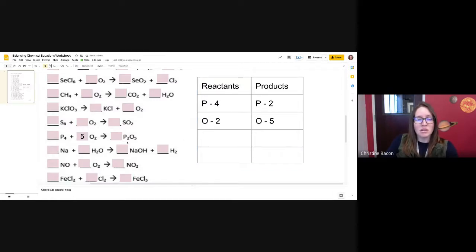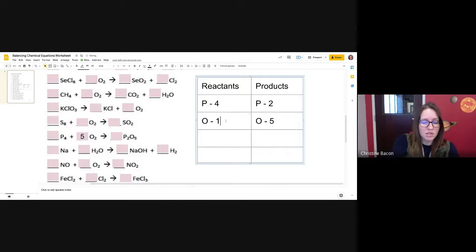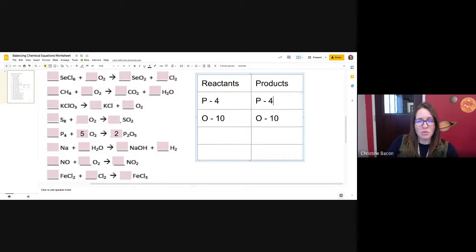All right, so now I have 10 oxygen atoms on my reactant side. And if I add a coefficient here, 5 times what equals 10? Well, that's 2. So 2 times 5 is 10. It also applies to the phosphorus, so 2 times the 2 phosphorus is 4. And look at that, now we have 4 phosphorus in the reactants and 4 phosphorus in the products. We have 10 oxygen in the reactants and 10 oxygen in the products. So that one is balanced.